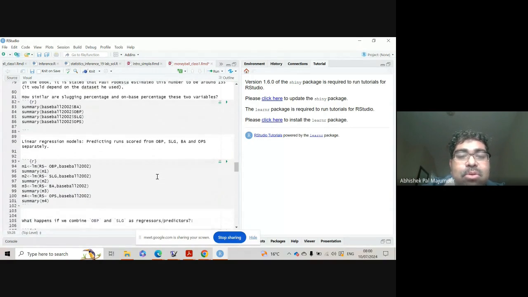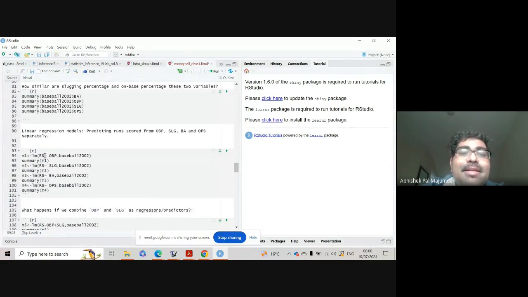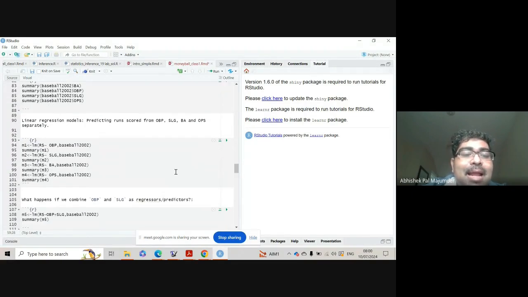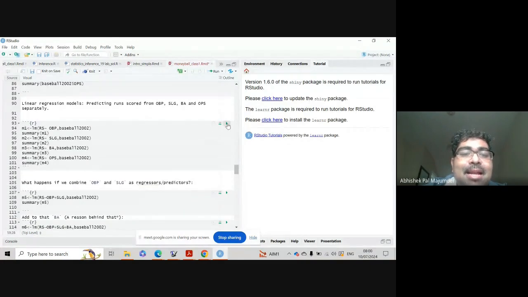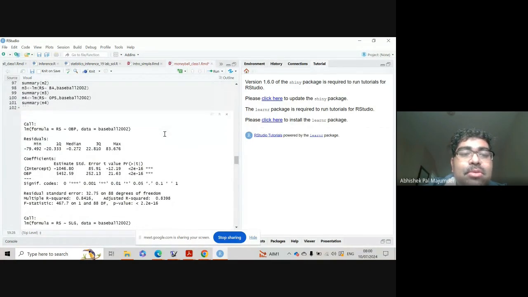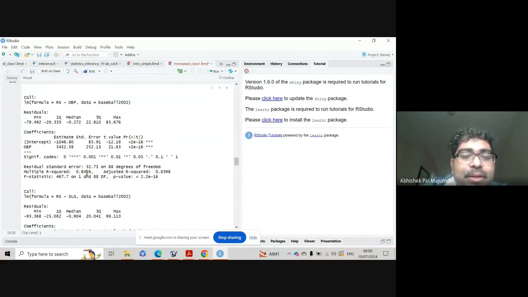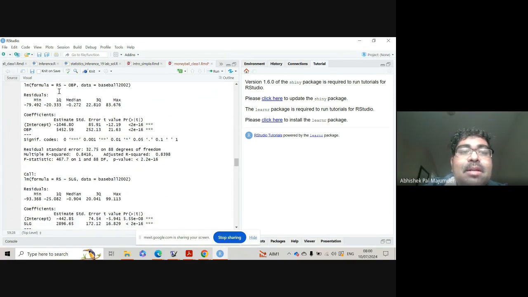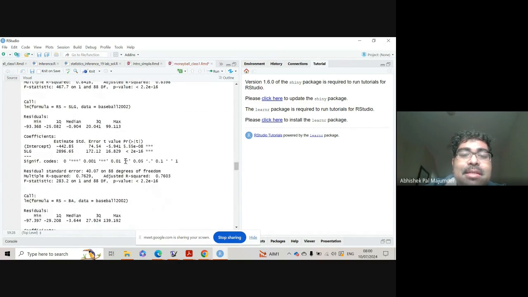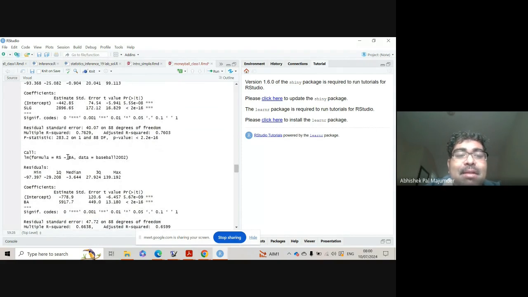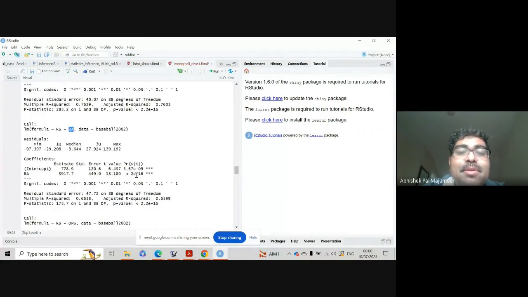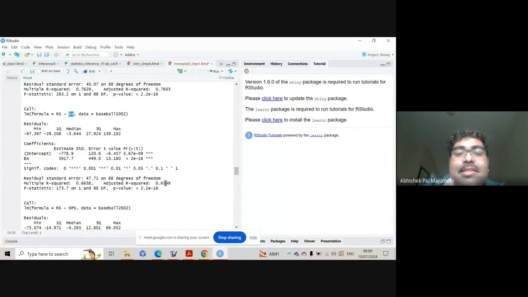So now I'll go a little fast. For every team, the total runs scored is regressed on the variables OBP, slugging average, batting average, and OPS. And I'll show you that for OBP, the goodness of fit is 83.98%, which is quite good. OBP is a good predictor of total runs scored. Slugging average is around 76%, which is also very good. But you see the batting average, which is the traditional metric that people used to scout players, is 66%.